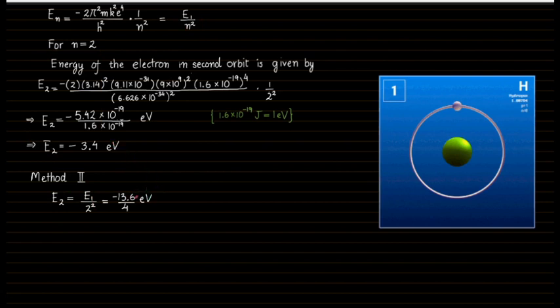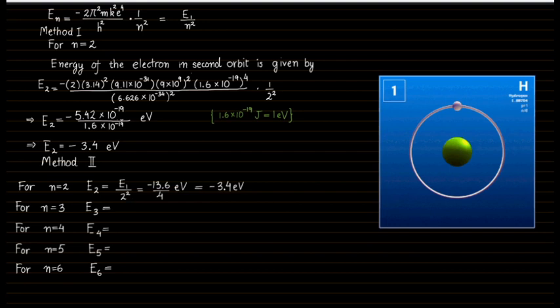Fine. If I do this calculation, 4 3s are 12, remaining 4, so 4 4s are 16. So you should get minus 3.4 electron volts. So the energy of the second orbit is minus 3.4 electron volts, which is similar to this one. So instead of doing all this tedious calculation, we can simply use this method. Fine.